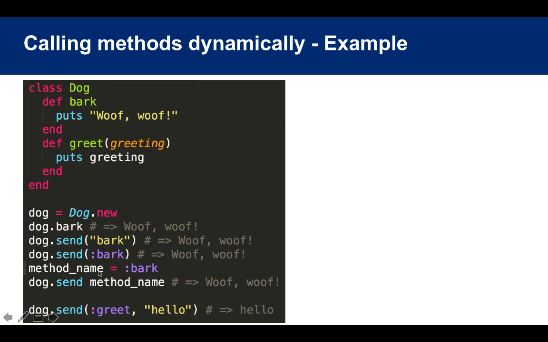And also you could define the method name as a variable. So method name is bark, and then you could send the message to this method name, which is a variable, which happens to be bark. And if you want to include parameters to a method, you just include them as the other parameters. So dog.send, the method name goes first, and then the other parameters to the send method are going to be the parameters to the greet method.